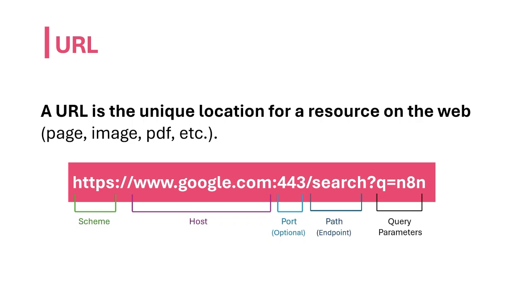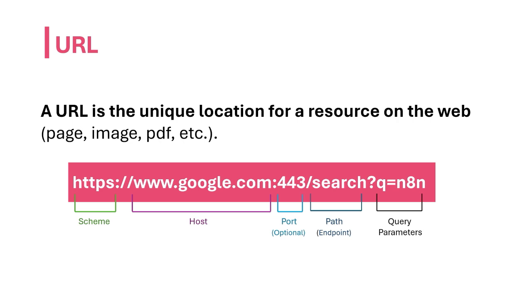So here in this example, https colon slash slash, as we see, we have created separate parts so we can understand it easily. Here the first part is the scheme. It tells the browser which protocol to use. Usually http or https are the most utilized. Then www.google.com is the host or domain name. It points to the server where the resource lives.